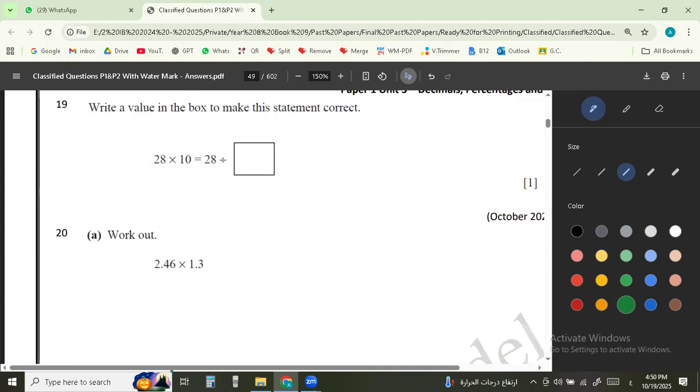28 times 10 is the same as 28 divided by 10. We agreed on this before. If you say times 10, it is the same as divided by 10. If you say divided by 10, it is the same as times 10. Same thing here, times 10 is the same as divided by 10. So it is divided by 10.